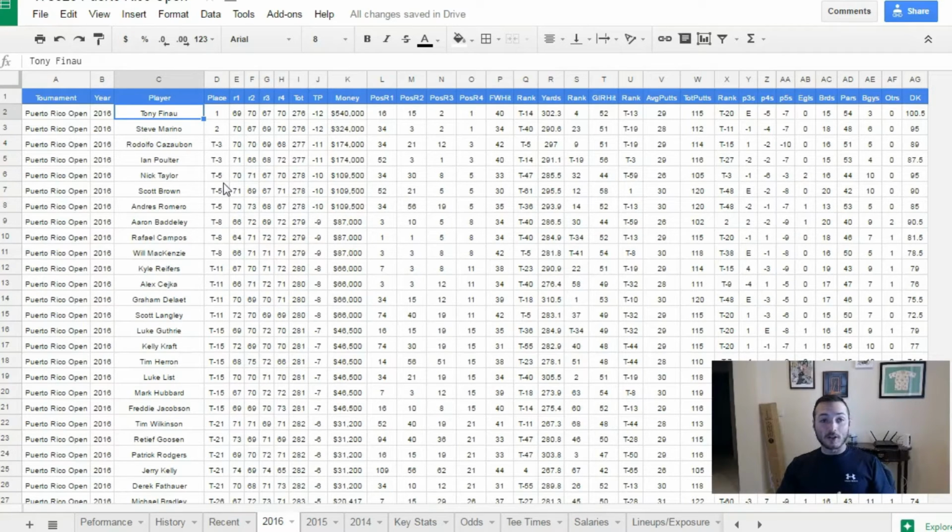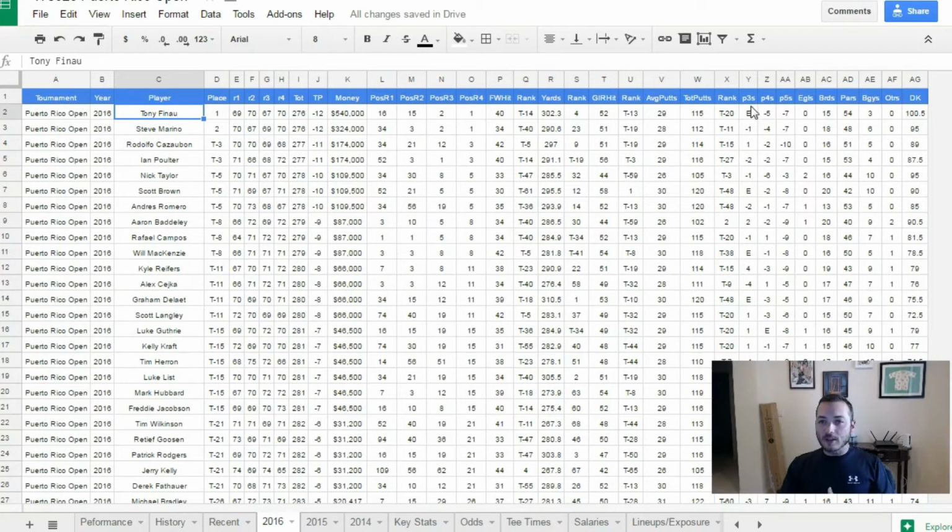Maybe if I read an article that says the rough isn't going to penalize you that much, driving distance will supplant driving accuracy, or maybe I'll use total driving, which is a combination of both. If this is the Farmers Insurance Open at Torrey Pines, and I know that if you miss the fairway it's basically a half-shot penalty because of how thick that rough is, or like at a U.S. Open, where there's going to be a huge penalty if you miss the fairway, driving accuracy is going to be one of my key stats for the week.